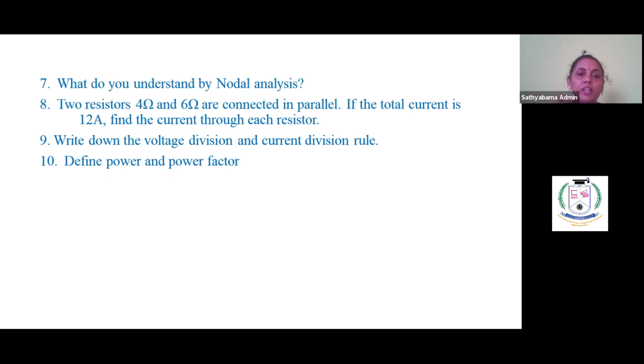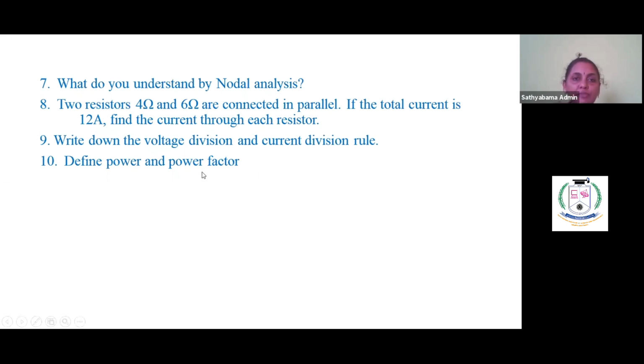Coming to the voltage division rule, the voltage across any resistor is equal to the total voltage into its own resistance divided by total resistance. Now this is the voltage division and current division rule. The voltage division and current division rules can exist only in series and parallel circuits. Clear?